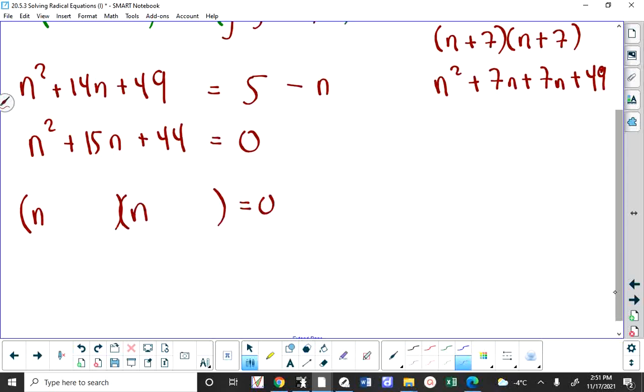I call it simple because the coefficient of the leading term is 1, which means all we need to figure out is the answer to this question. What two numbers multiply to give 44 and add to give 15? I think 4 and 11. So plus 4 plus 11, which means that n plus 4 can equal 0, n plus 11 can equal 0.